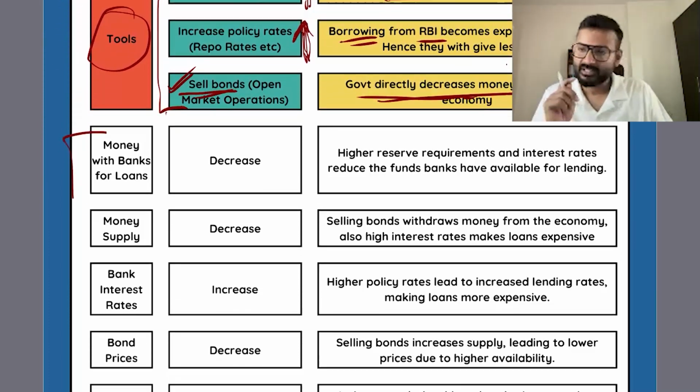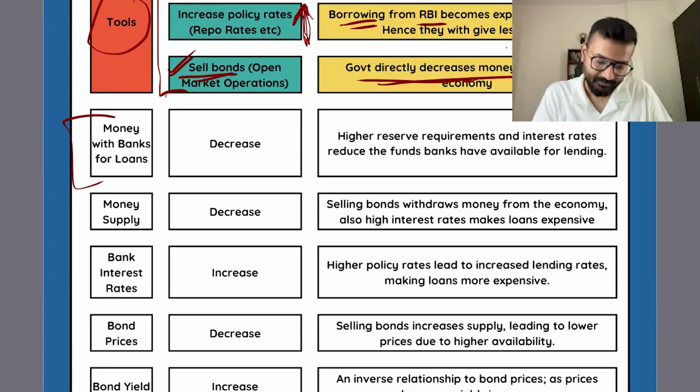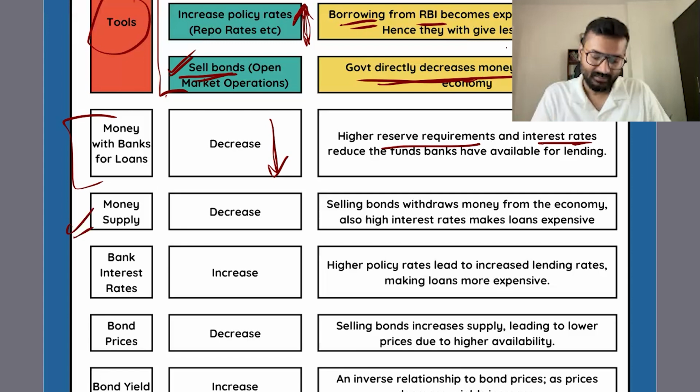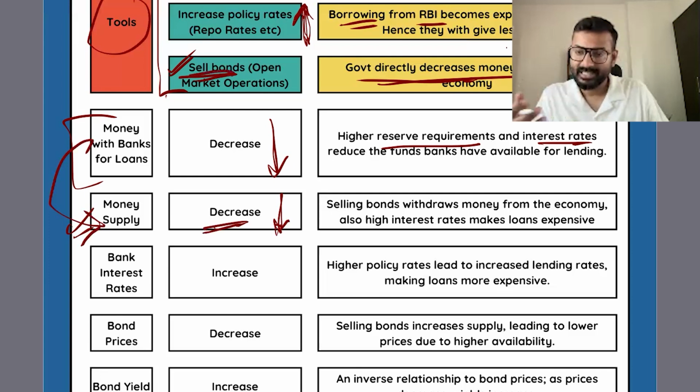What happens to the money with banks? It will decrease because reserve requirement is high, interest rates are high. So banks have lesser money to loan out. What happens to money supply? Now bank is loaning out less money. So the money supply has decreased. Also, the government or the RBI is selling bonds. So selling bonds withdraws money. Also, high interest rates make loans expensive.